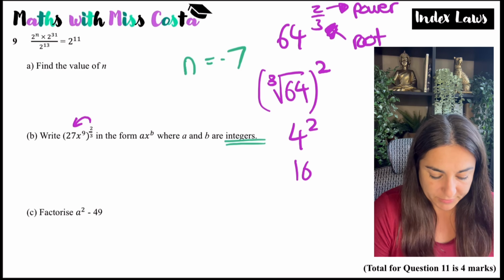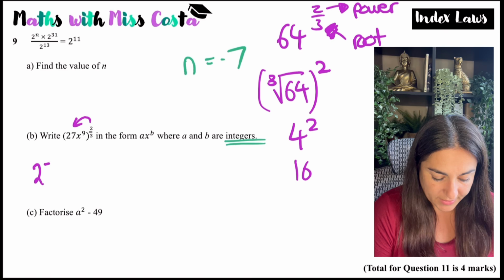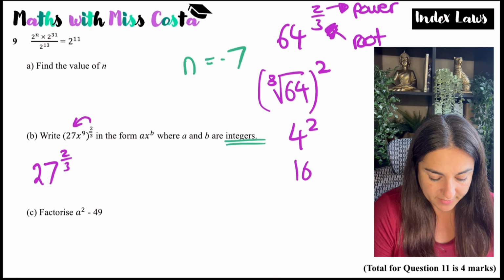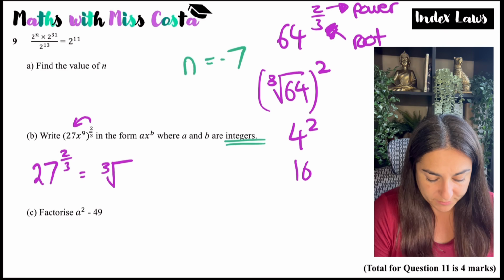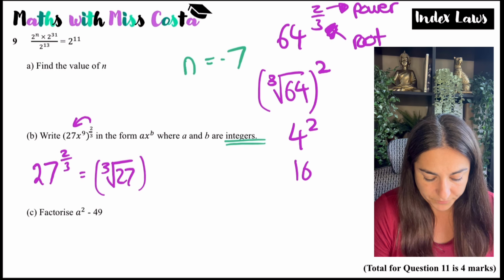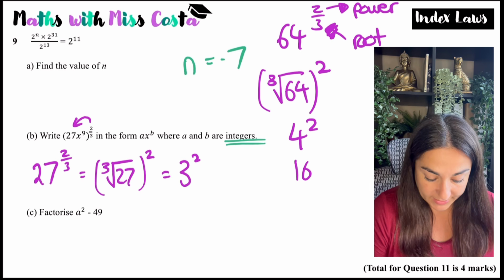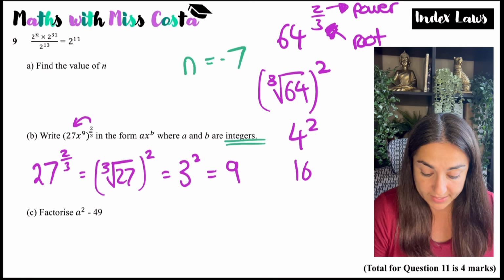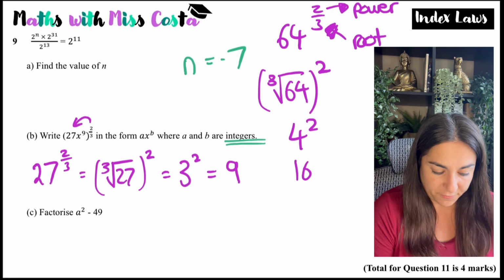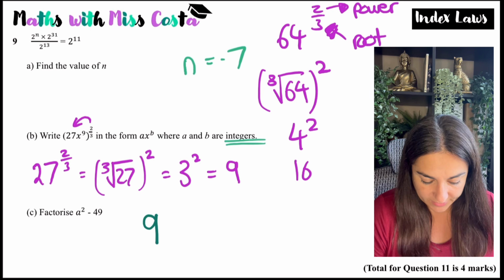So we're doing this for 27. Let's do it in 2 parts. 27 to the power of 2/3 is going to be the cubed root of 27 to the power of 2. The cubed root of 27 is 3, so that's going to end up being 3 squared, which is 9. So I know the first part of my calculation is 9.